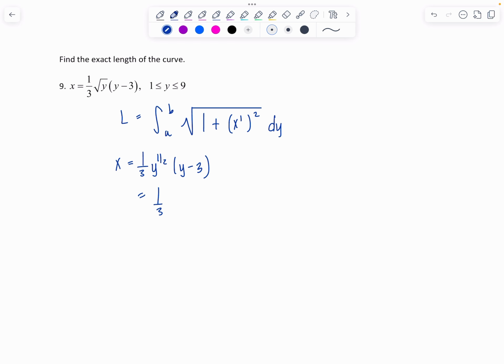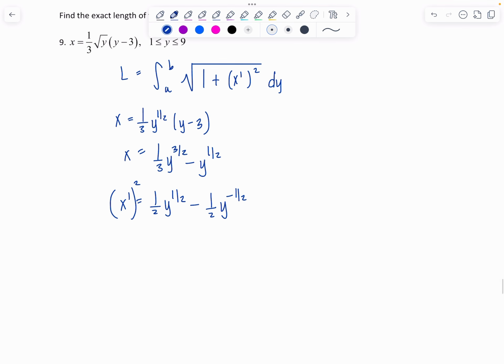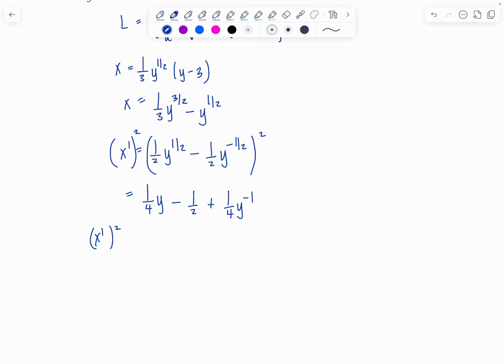So this is 1/3 y to the 3/2 minus y to the 1/2, right? Okay, so x prime is going to be 1/2 y to the 1/2 minus 1/2 y to the negative 1/2. Then let me square this. It'll become 1/4 y minus 2 times the product of 1/2 y to the 1/2 and 1/2 y to the negative 1/2, which is just going to give me negative 1/2, plus 1/4 y to the negative first. And then I have to add 1. So x prime squared plus 1, that negative 1/2 will become now positive 1/2.